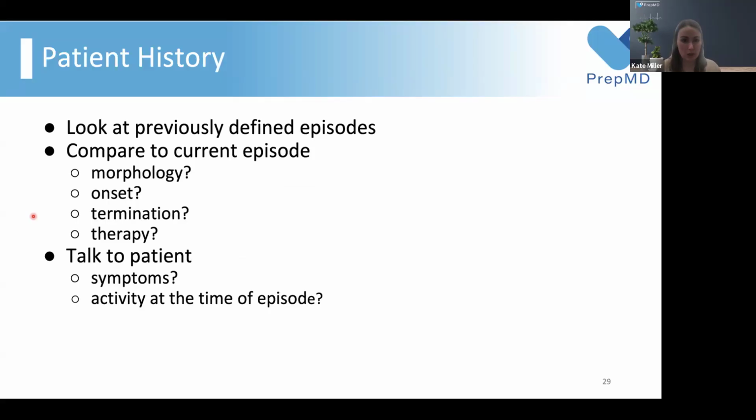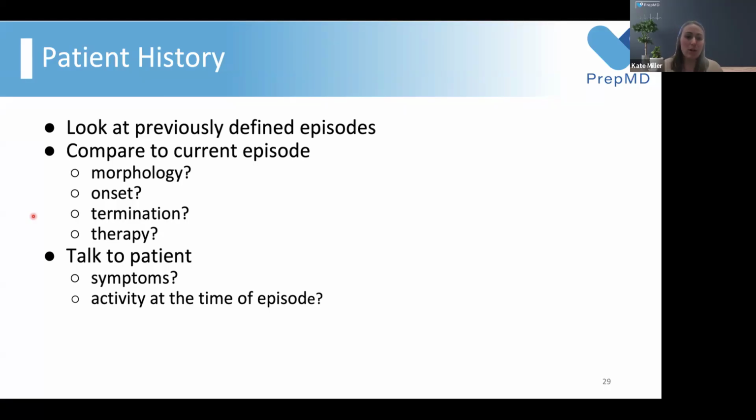What does the morphology look like compared to that previously defined episode? Does it have the same onset, the same termination? What about therapy? Was therapy delivered in either of them? Was therapy successful, not successful? That can tell us a lot of information about the particular episode that we're trying to analyze.